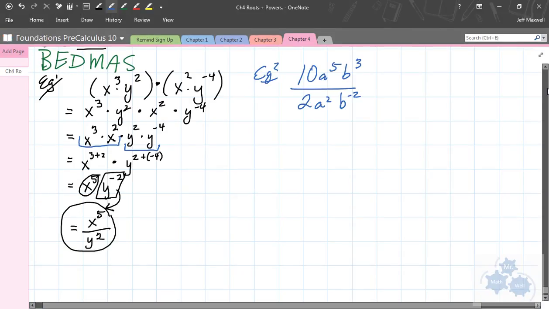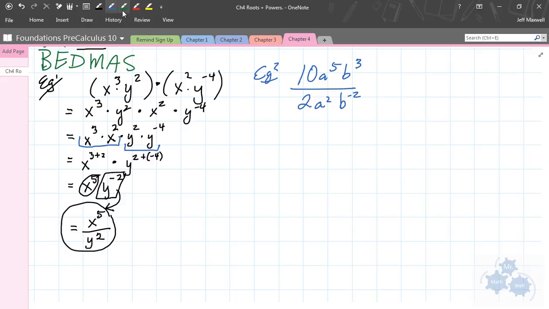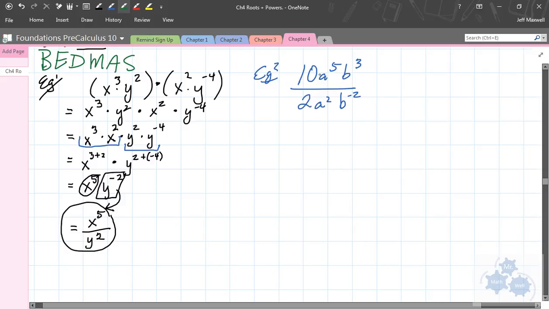So here's example 2. We'll simplify this. Now, it's important to note that we have definite sections here of factors. So remember, this is 10 times a to the 5th times b to the 3rd. This is 2 times a squared times b to the negative 2. So we have definite sections here. You see that we have coefficients, or actual numbers. We have the a variable, and we have the b variable. So we have separate sections.